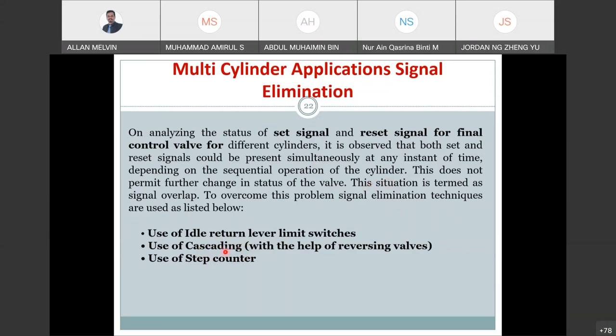Okay, so for signal elimination techniques, we have three types. You will see them one by one.